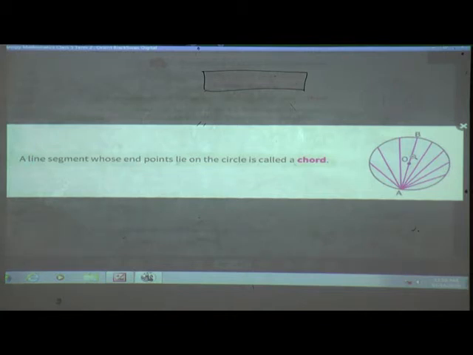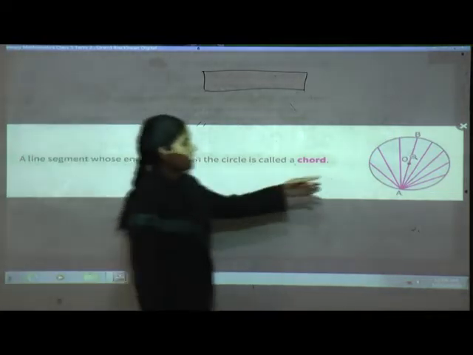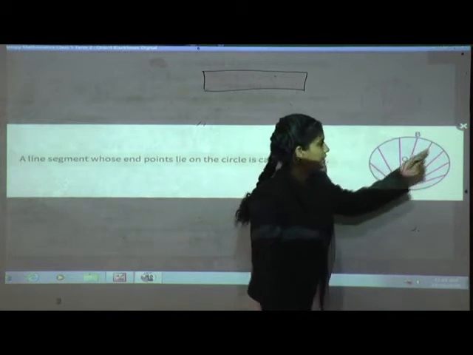So students, again, what do you observe here? You can see that the lengths of the chords are different. The biggest length of a chord is the diameter. That means diameter is also a chord, and it is the longest chord of a circle.